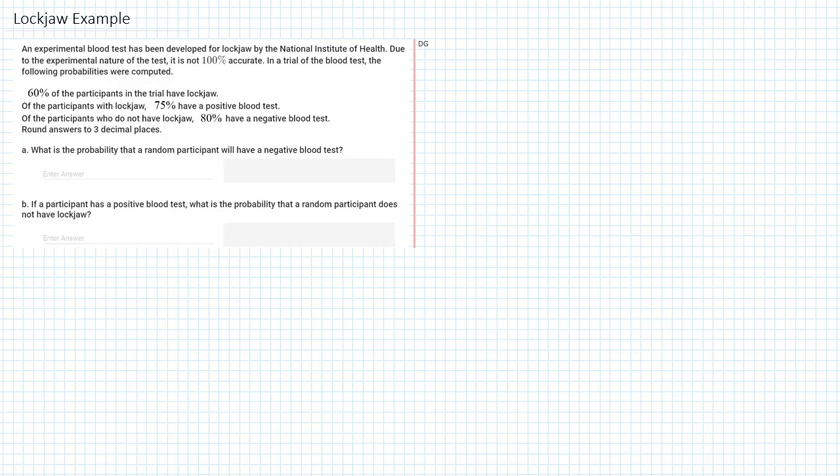All right, let's take a look at an example about lockjaw. In this problem, we're going to have to draw a tree diagram, and we're going to draw it based on the problem we see here.